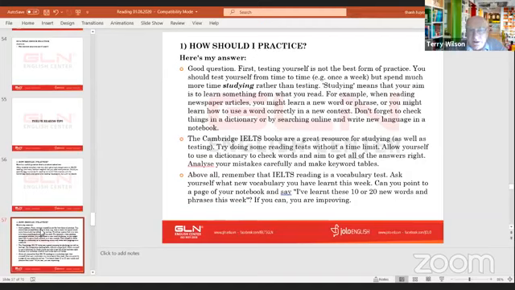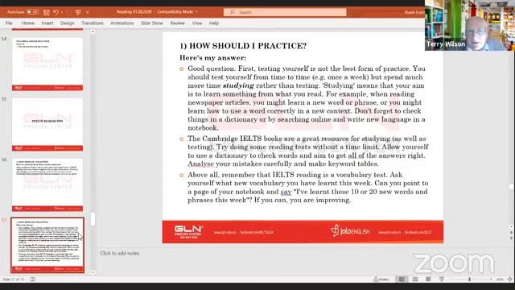For example, when reading newspaper articles, you might learn a new word or phrase, or you might learn how to use a word correctly in a new context. Don't forget to check things in a dictionary or by searching online and writing new language in a notebook. So the Cambridge IELTS books are great resources for studying as well as testing.